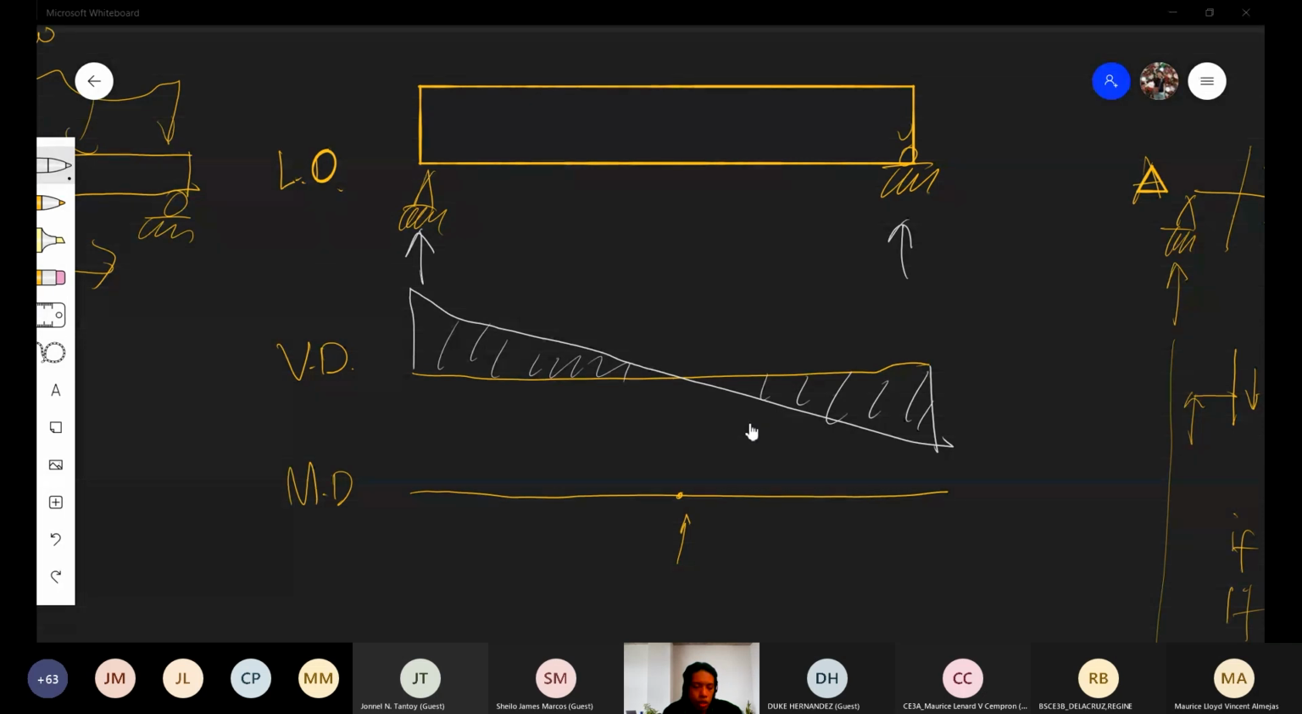So the question is, if you are designing a beam based on the bending stress, which section will you base your design on? Which section do you consider when you are designing the beam due to flexural stress? Anyone?